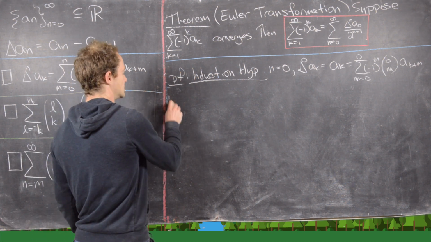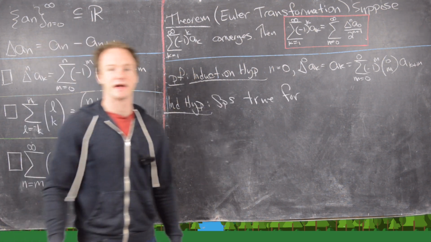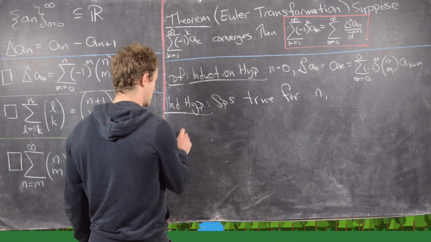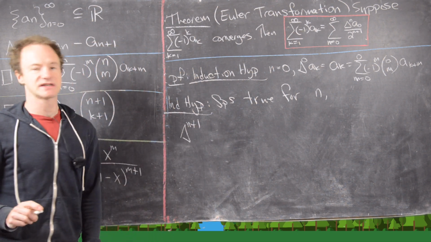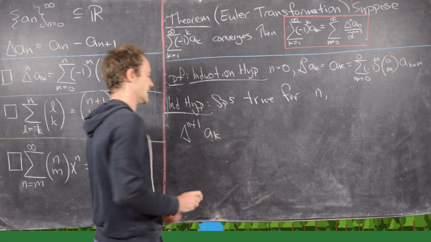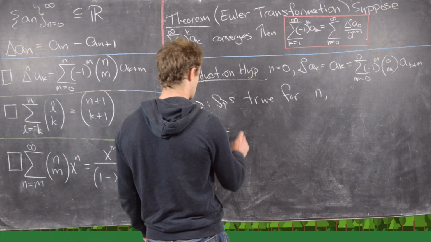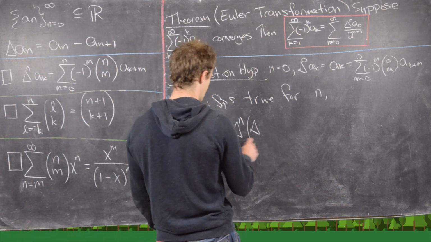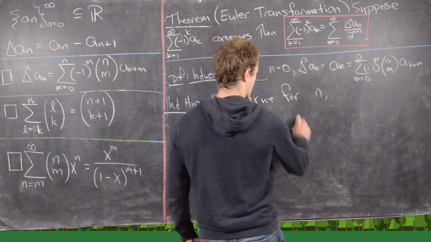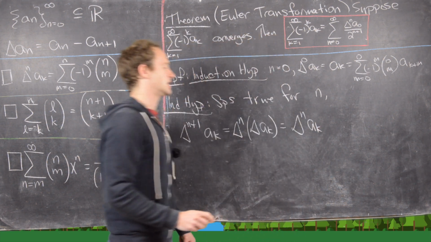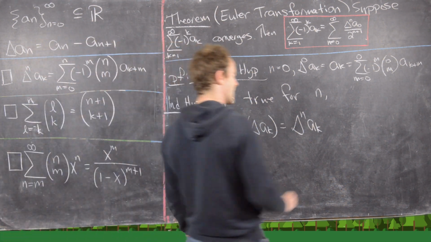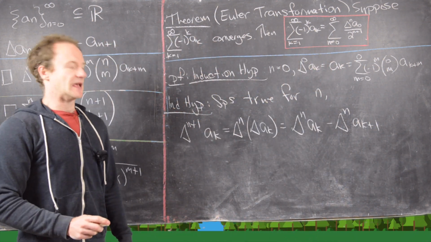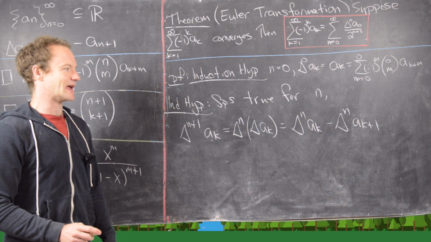Okay, now let's make our induction hypothesis. Let's suppose this is true for n, and then we'll consider the n plus first case. So that means we're going to need n plus 1 applications of the forward difference operator to a_k. But notice that's exactly equal to n applications of the forward difference operator evaluated at the forward difference operator of a_k, or in other words, n applications of the forward difference operator to a_k minus n applications of the forward difference operator to a_(k+1).